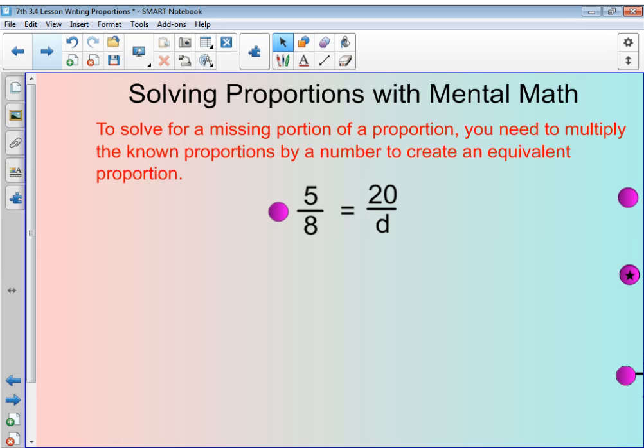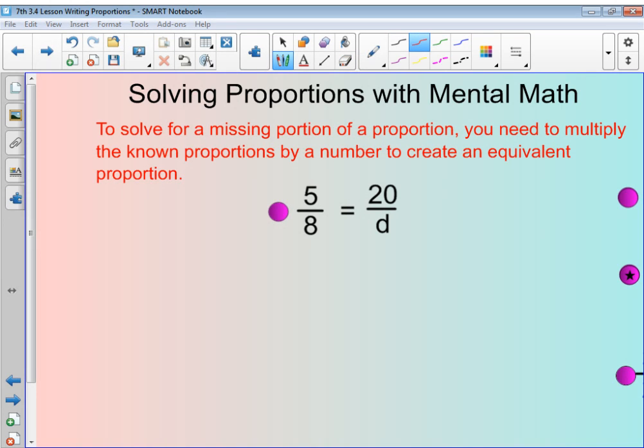Okay, so this time we've got our numbers. The numbers that you're going to multiply are the ones that are diagonal from each other. And the reason that this works, and I'll prove this to you on this one, is because remember in our previous lesson, we compared equivalent fractions and our cross products were equal to each other. So this is why this process of cross multiply, divide works.